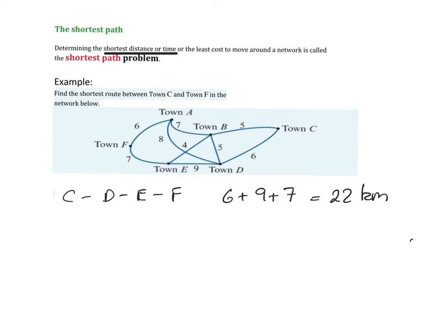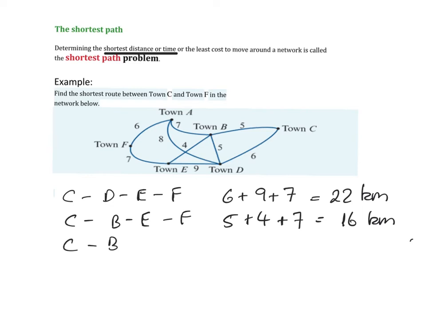Another route I could have taken there was C to B to E to F. What does that give me? 5 plus 4 plus 7, which is 16 kilometres. So that's definitely shorter. So that could be my answer. Are there any other ways of getting from C to F? Well, here's another. C to B to A to F. 5 plus 7 plus 6, which equals 18.